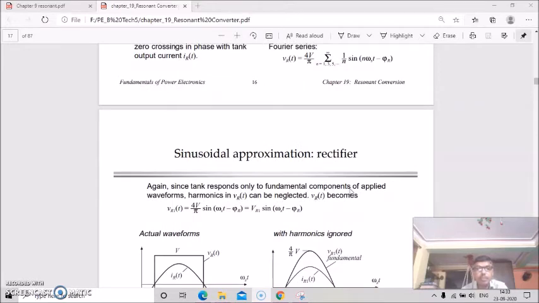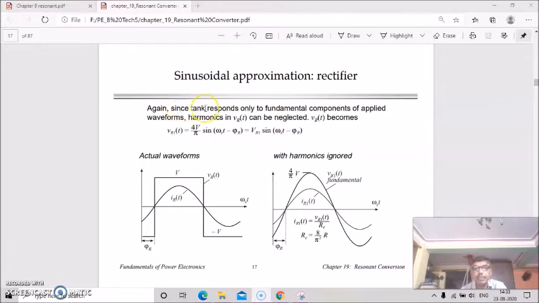If we take the sinusoidal approximation for the rectifier, since the tank responds only to the fundamental components of the applied waveforms, harmonics in vR(t) can be neglected. So vR(t) becomes VR1 = 4V/π, vR1(t) = VR1 sin(ωs t − φr). This is the actual voltage waveform, this is the current, and this is with harmonics ignored.